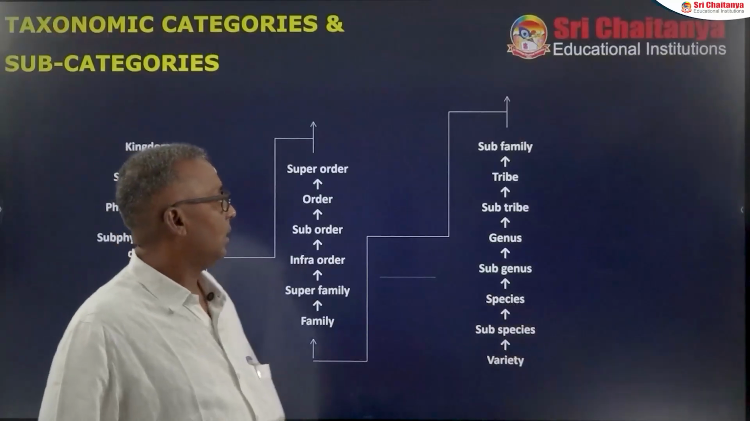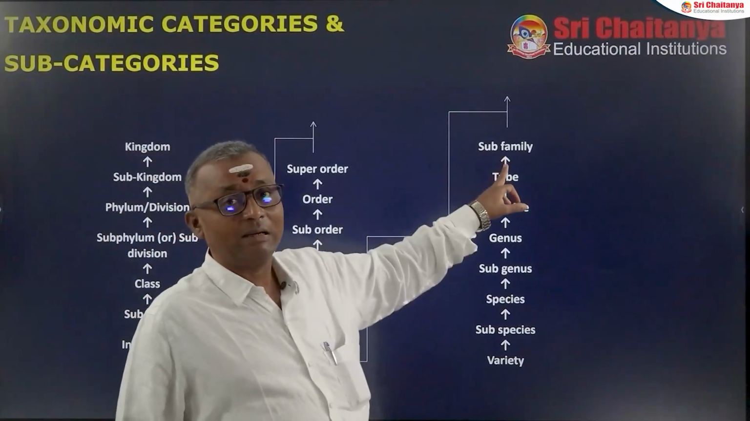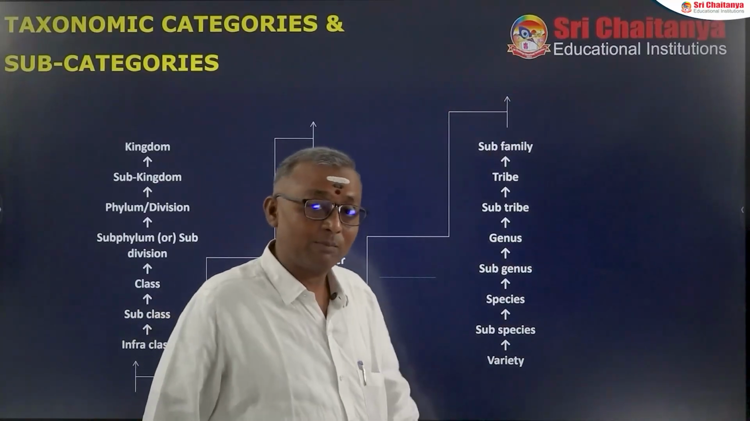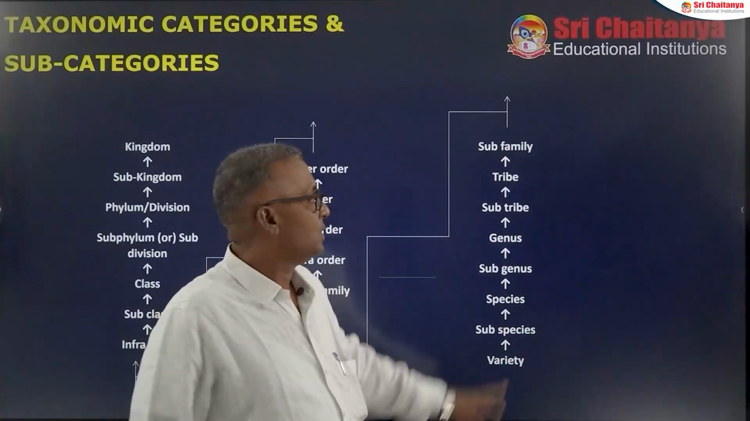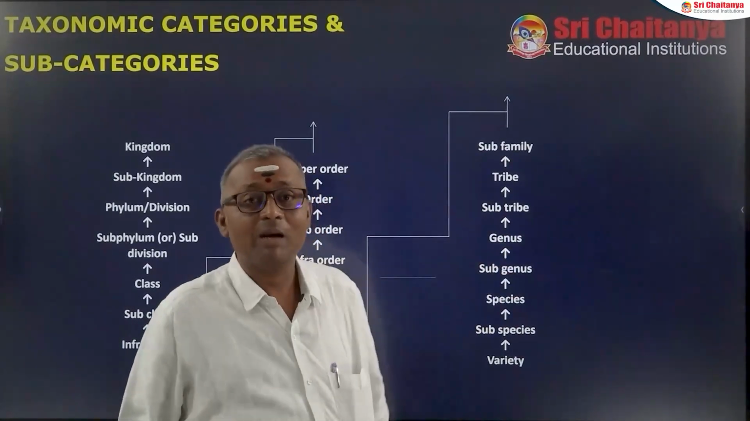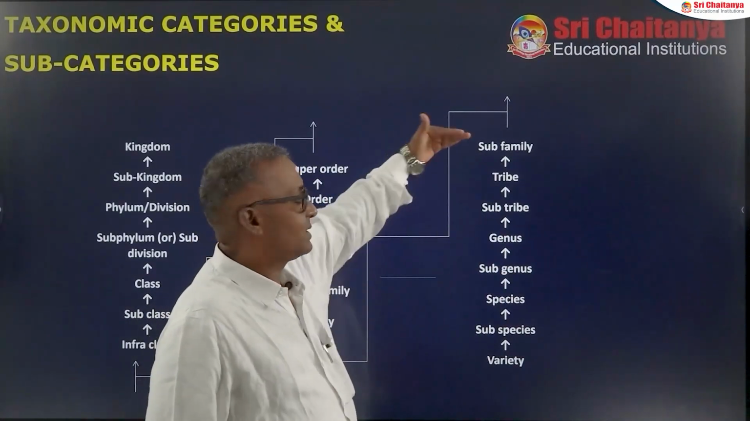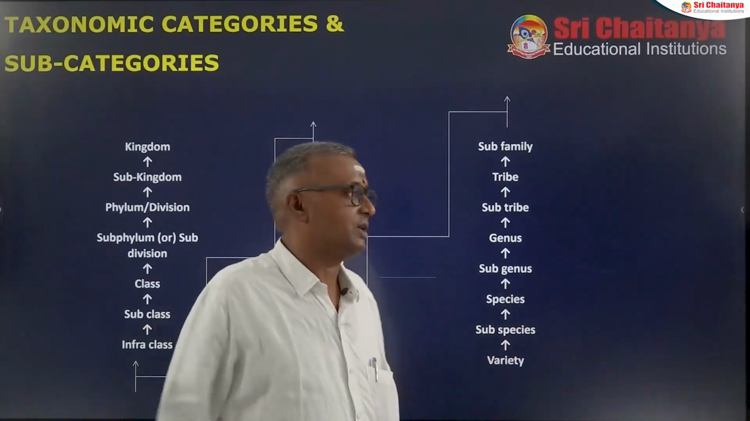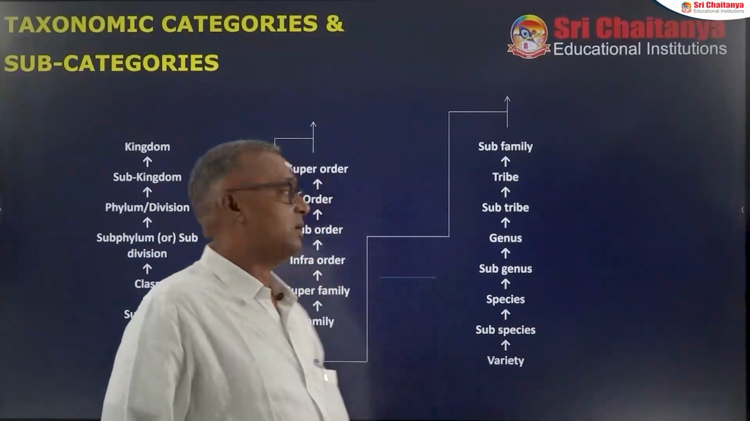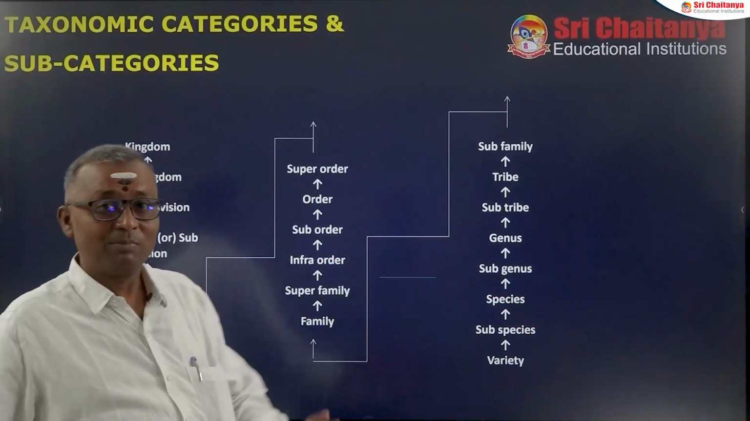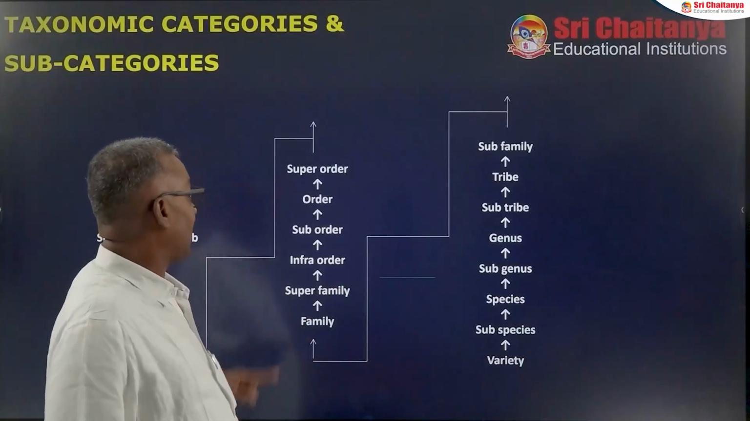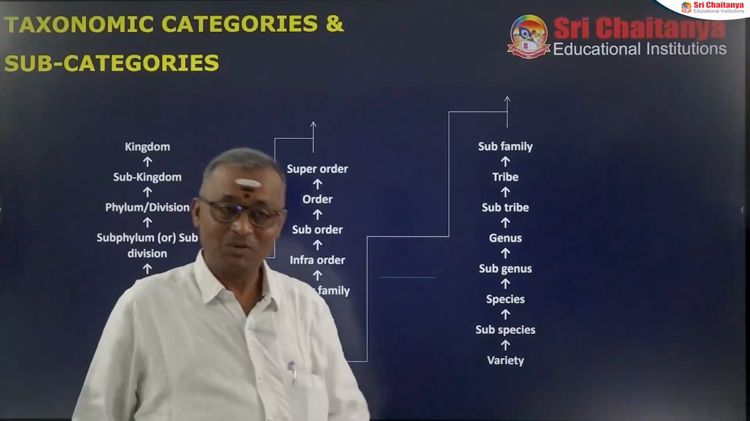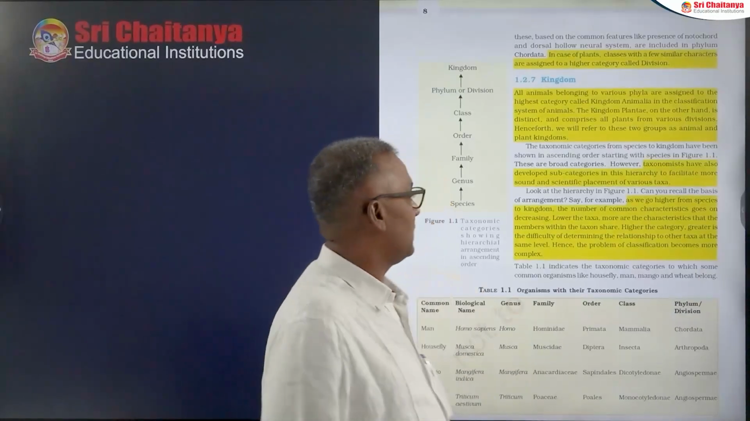Say if you look here, there is a category called tribe. Though it is not given in the NCERT book, it came in one of the earlier AIPMT exams long back. Tribe is a category found between subfamily and genus, or simply, between family and genus. Such categories are also there. Now order, we simply say that order is one category. In order we have superorder, then suborder, infraorder. So these many categories are there. This you have to remember.